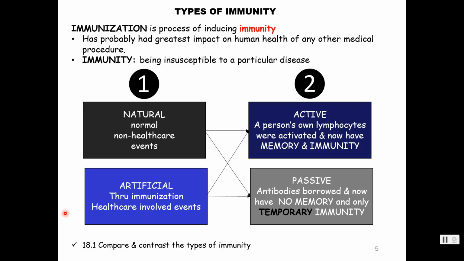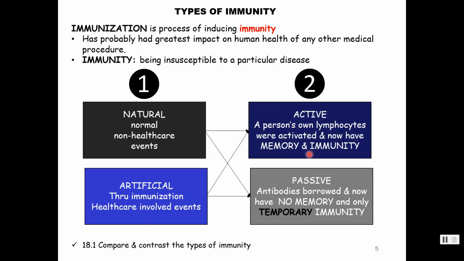The first part is always going to say whether that immunity was through a natural course of events, meaning a healthcare worker was not involved in any way, shape, or form, or did someone gain immunity through artificial events, so through immunization. So basically, yes, in some way healthcare was involved. The other word that's going to be used in combination with either natural or artificial is either going to be active or passive. If someone has active immunity, it means that their own lymphocytes were exposed to the antigen, their lymphocytes responded, they were activated, and they now have memory cells, and therefore they have immunity.